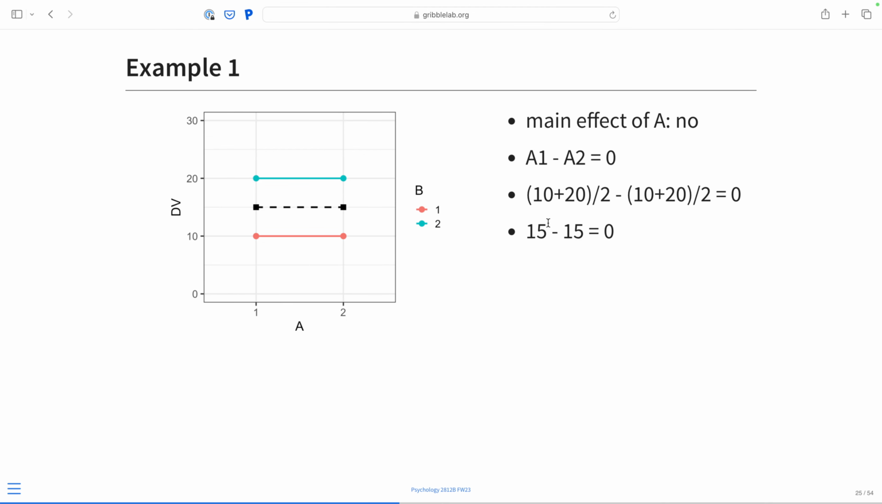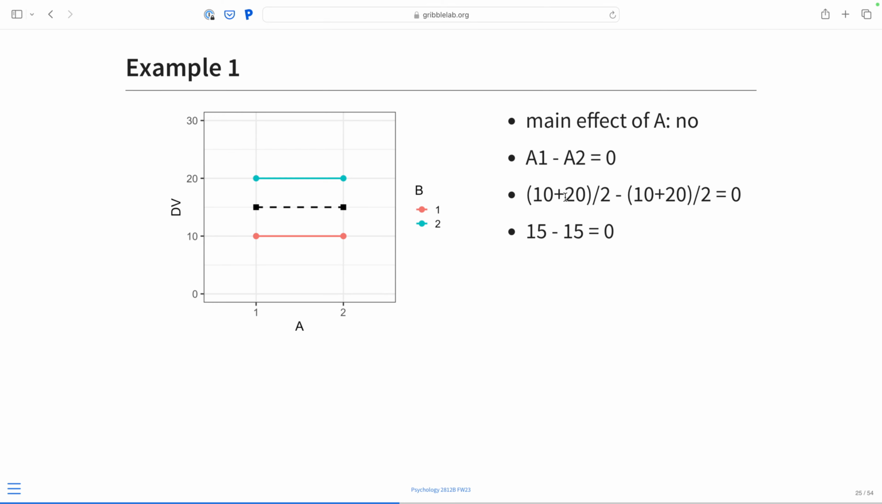We can ask the question, is there a main effect of A? A main effect of A would be the mean of A1, averaging over B1 and B2, which would be this black dot, compared to the mean of A2, averaged across all levels of B, 1 and 2. That will be this black square. So is that black square different than that black square?